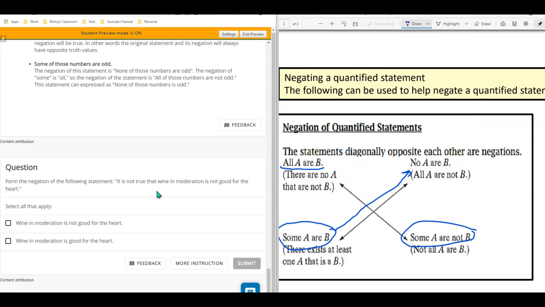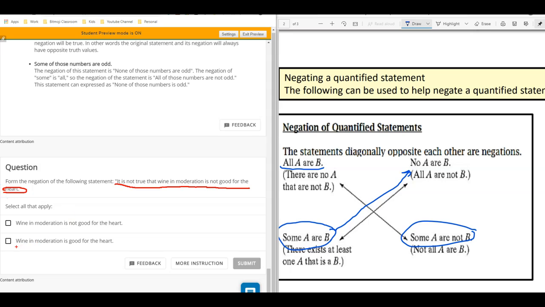Let's look at the example here. Let me just scroll this up. Form the negation of the following statement: it is not true that wine in moderation is not good for the heart. So here, what they are saying is, let me go ahead and get my pen tool here. This is kind of tricky. It says, it is not true that wine in moderation is not good for the heart.